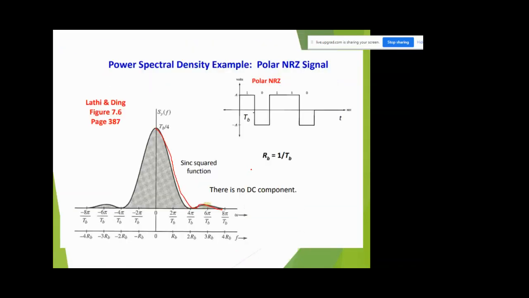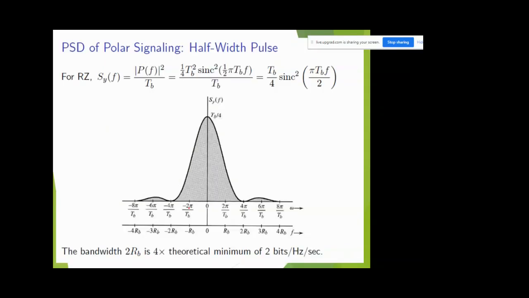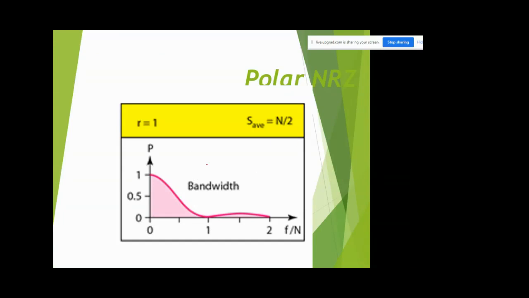So yeah, this is the actual signaling that I said. This is for a half bit pulse, TB by 4 sinc square pi TB by 2, divided by 2. Okay, so if you are considering only the power spectral density of polar NRZ, here we will get the 2. Here we will get the 2. It is RZ, so therefore we are getting here 4. Okay, so this is the pattern.